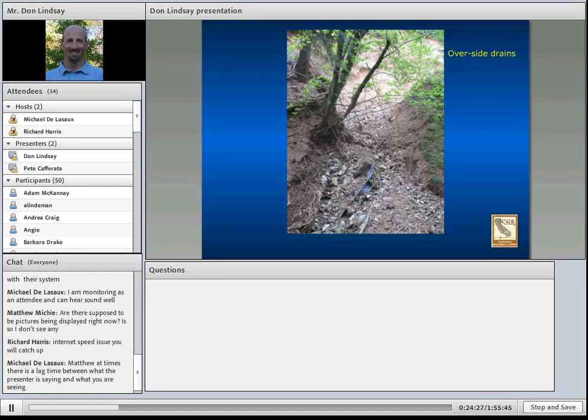Here's a photo of an oversized drain that was washed out by storm flows. The photo was taken looking up at the road. You can see the cut slope of the road in the background and the remainder of a failed oversized drain.